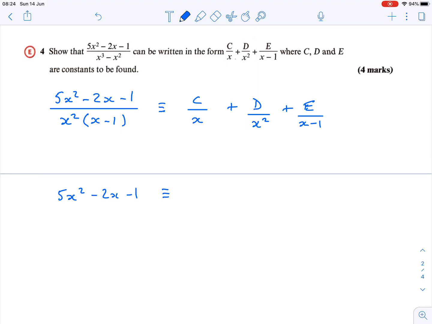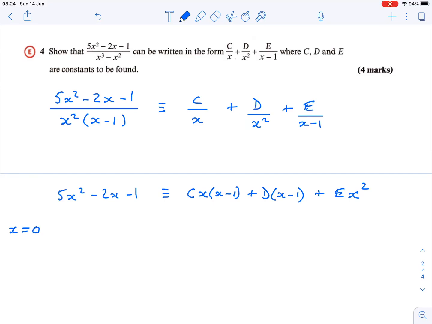What do I need to multiply the c by? Well, I need another x to get to x squared in the denominator, and I need x minus 1. For d, the x squared is already there, so I just need to multiply by x minus 1. And for e, I've got x minus 1, I need to multiply by x squared. Off we go again, putting in the values.